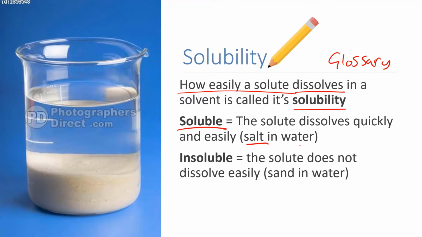Okay. So salt dissolves in water really, really quickly. You add a little bit of salt and it dissolves instantly. So salt is very soluble in water. Whereas something like sand doesn't dissolve in water. Something like plastic doesn't dissolve in water. Something like glass doesn't dissolve in water.